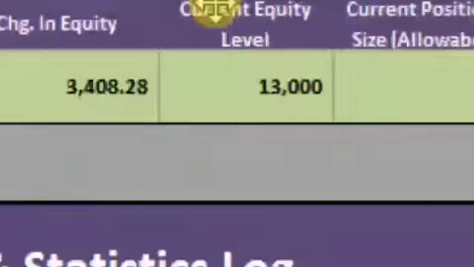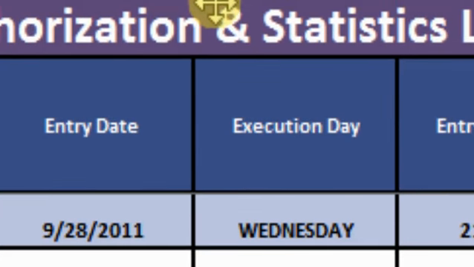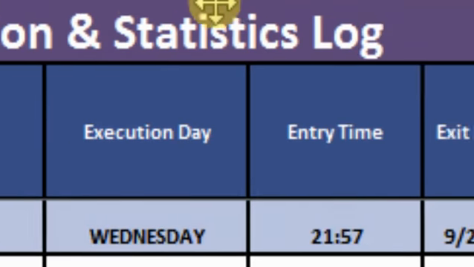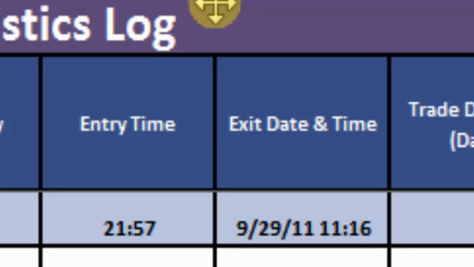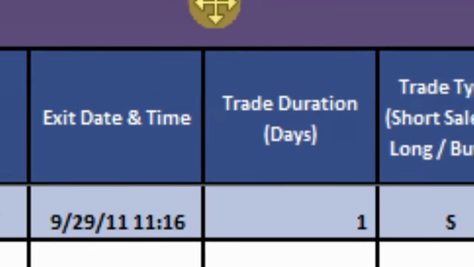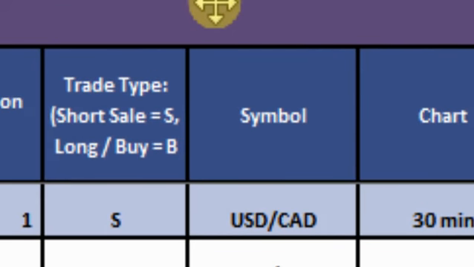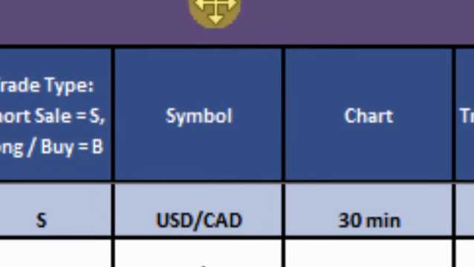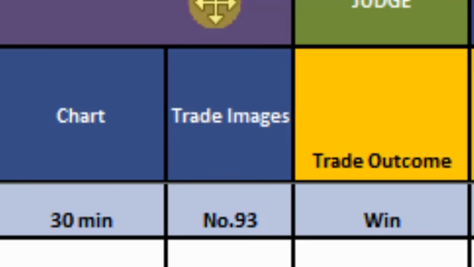This trade was actually executed last Wednesday, September 28th, or the Wednesday before that, I'm not sure. It was a short position that lasted one day in the US dollar CAD market, decided on the 30-minute chart. It was calculated as a win because it was a small win.